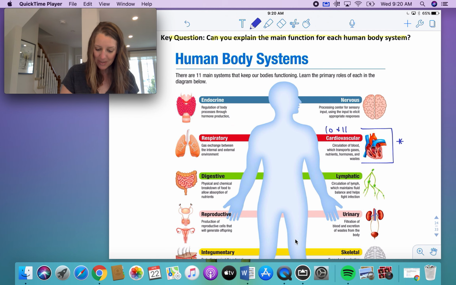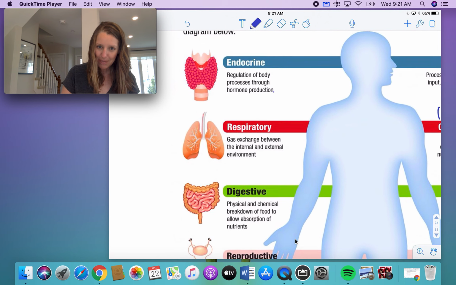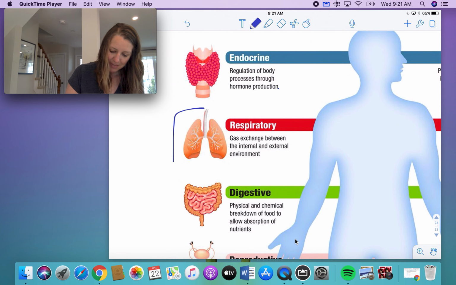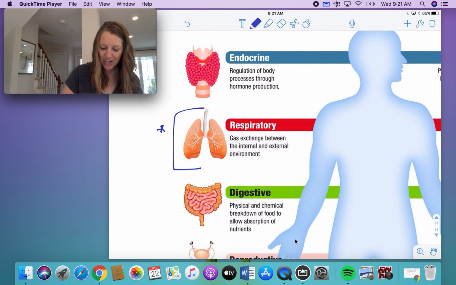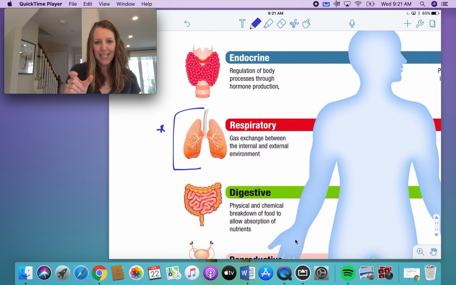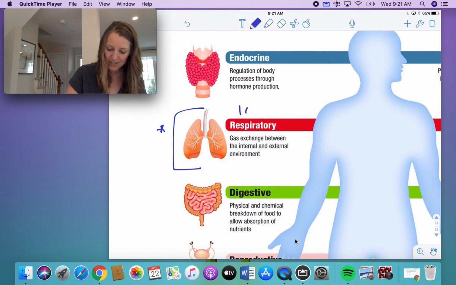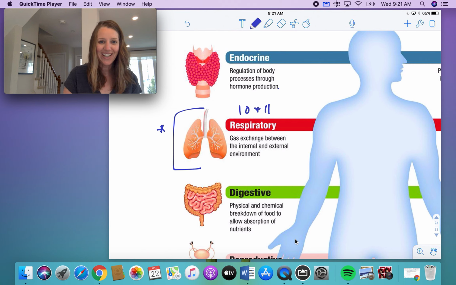The other 2 systems on this side of our human body picture are our respiratory system, and of course this is our gas exchange system, and this is where we are exchanging gases between the environment and our body in the lungs. And then we also are able to exchange gases at the cellular level, and that has to do with the coordination between the respiratory system and the circulatory system. So again, grade 10 and grade 11.